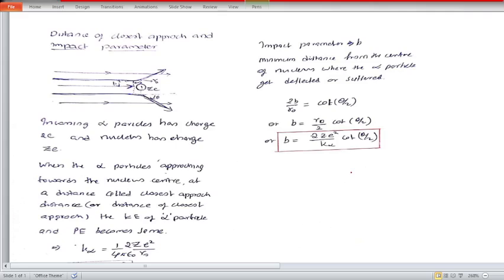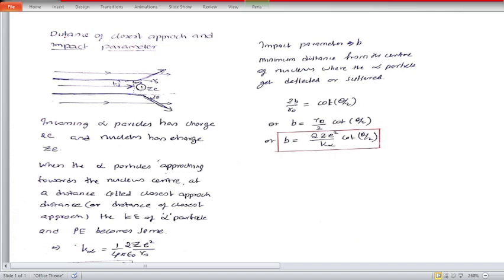So in the last class we discussed the Rutherford gold foil experiment and the scattering phenomena, and also explained the relation between the number of scattered alpha particles and the scattering angle, and the number of scattered alpha particles with the kinetic energy of the incoming alpha particles, etc.